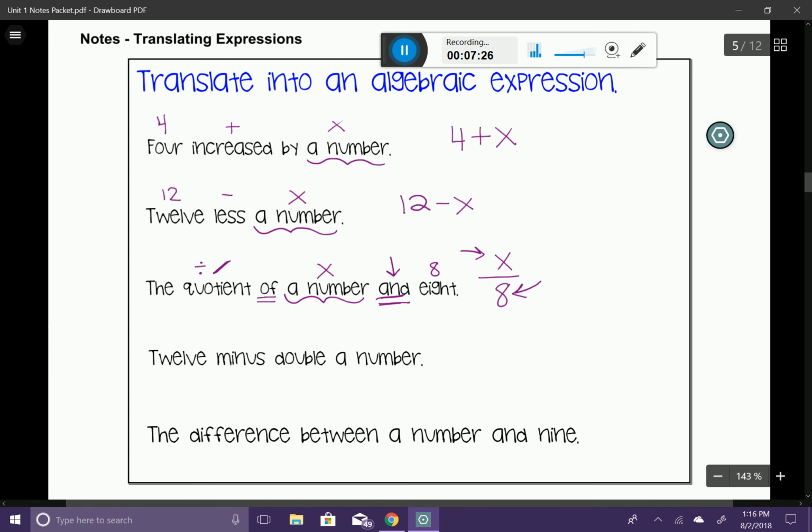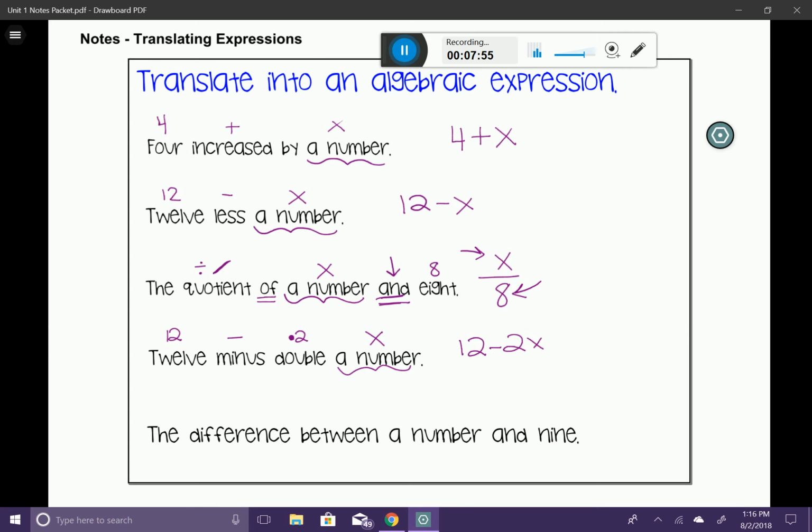12 minus double a number. Let's go ahead and annotate. 12 minus, now double. Doesn't double mean times 2? Yeah, double means you're multiplying something by 2. So all I'm going to do is write times 2 there. And then a number, x. So 12 minus double a number is just going to be 12 minus 2x. And we're good to go.